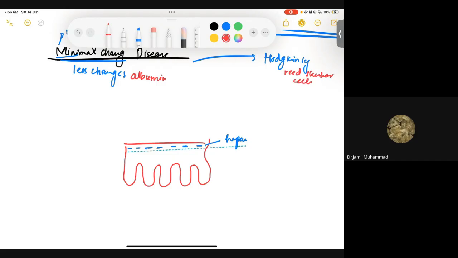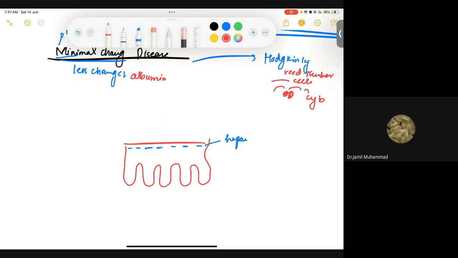Reed-Sternberg cells. We are going to discuss that in detail in our hematology section. Those Reed-Sternberg cells basically make a lot of cytokines, right? And those cytokines in turn recruit a lot of inflammatory cells into a lymph node, which is going to lead to enlargement of the lymph node, and that's why we call it lymphoma, right?